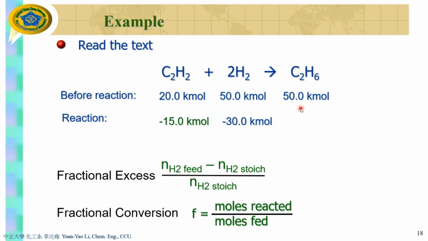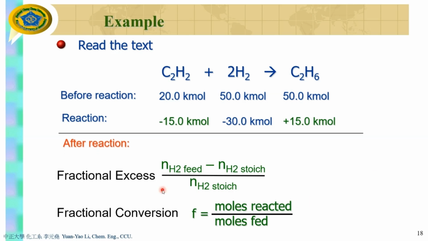And how many moles of C2H6 will be generated? How many? 15, right? Because we follow the stoichiometry ratio. So as a result, in the end, after reaction, you have 5 kilomoles of C2H2, and you have 20 kilomoles of H2, and you will have 65 kilomoles of C2H6.